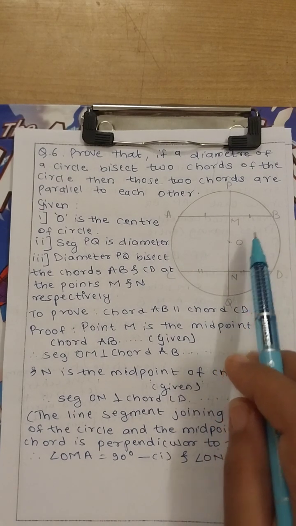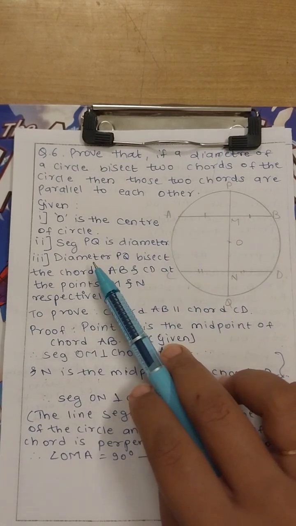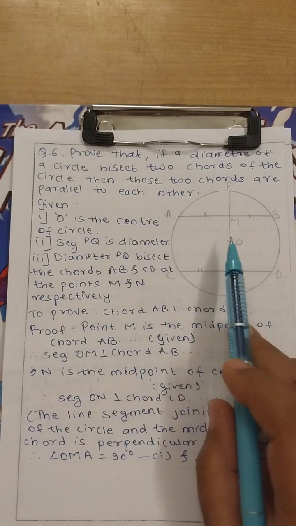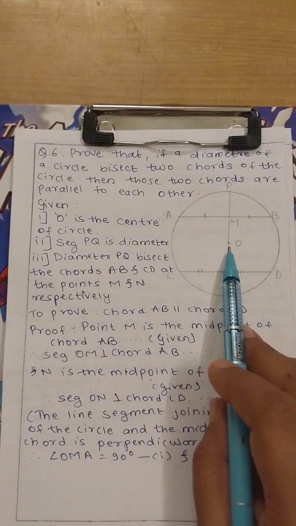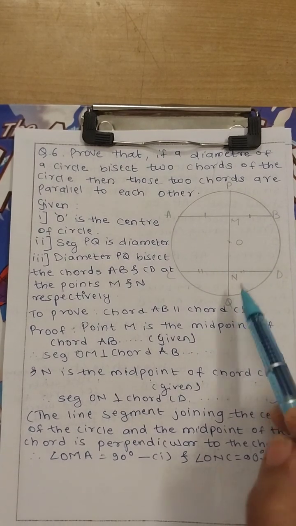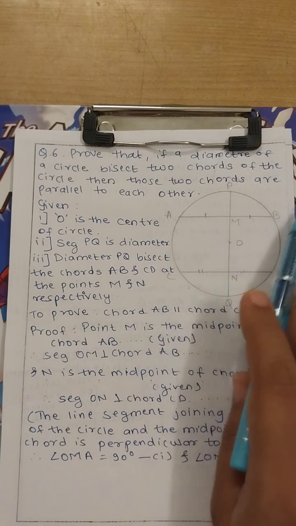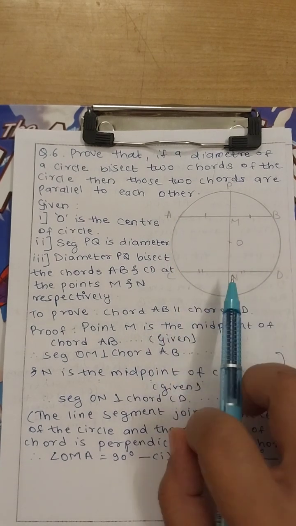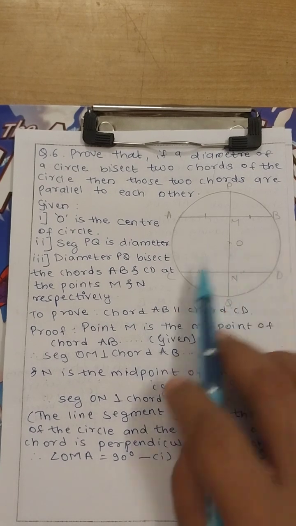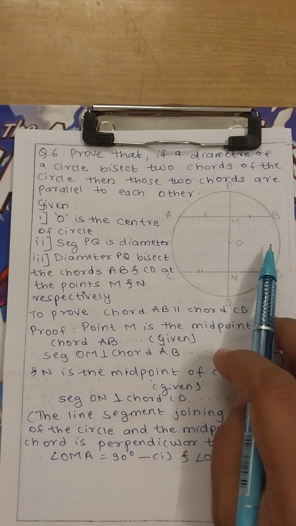Now you have to draw the diagram, name it, and then write the given data. O is the center of a circle. Segment PQ is the diameter of the circle and it bisects the chords AB and CD at points M and N respectively. What we have to prove is chord AB is parallel to chord CD.